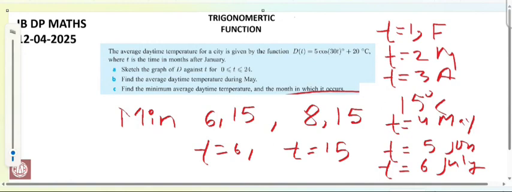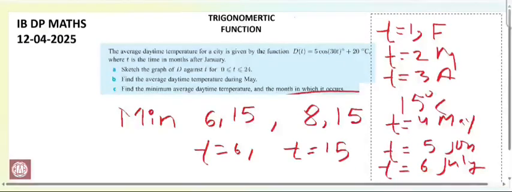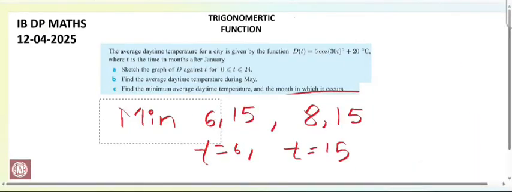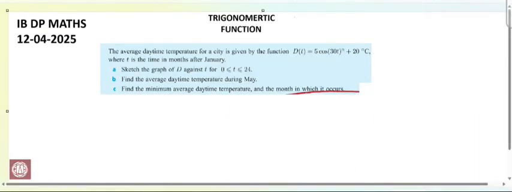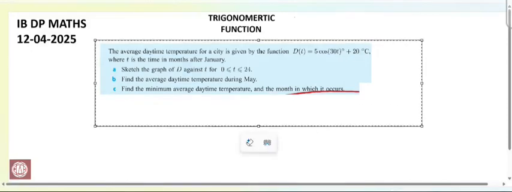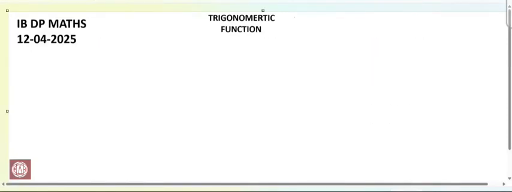Yes, sir. Got it. Any confusion? No, no, sir. Understood. So you will have these types of questions in the exam, which you can easily answer using your calculator.